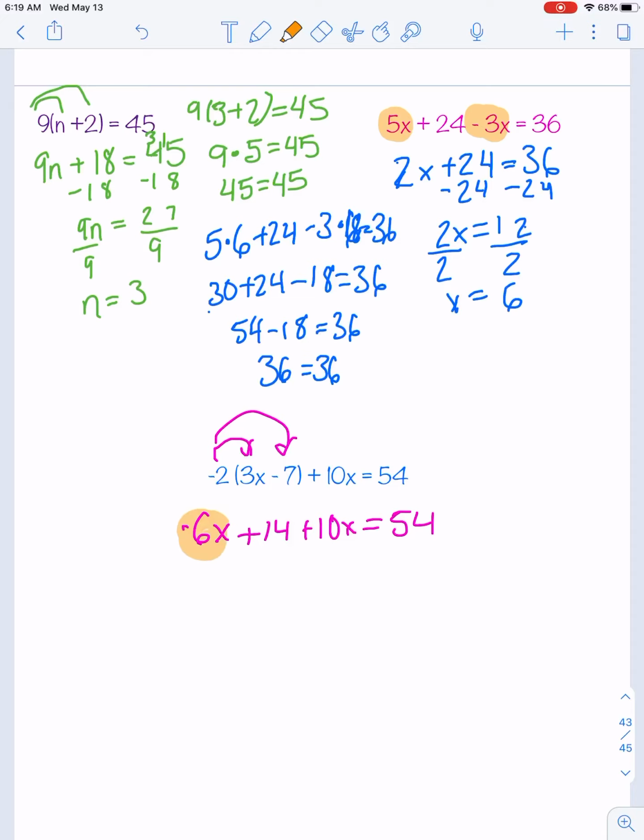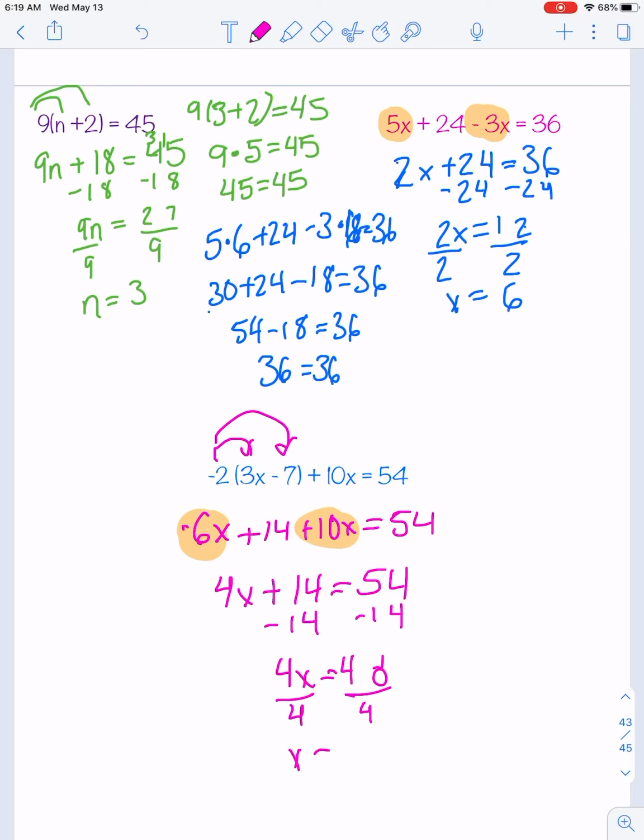So I have negative 6x and a positive 10x. So I get 4x plus 14 equals 54. So now I can isolate my variable and coefficient by subtracting. So I have 4x equals 40, divide by 4, divide by 4, x equals 10. We can always substitute that back in to check our work.